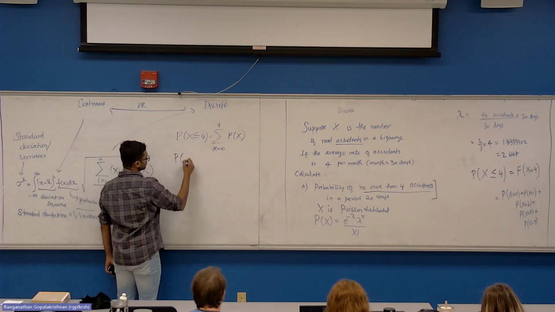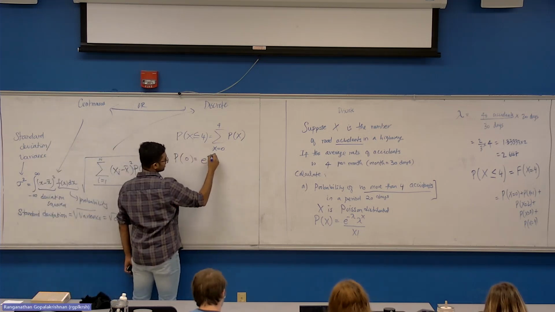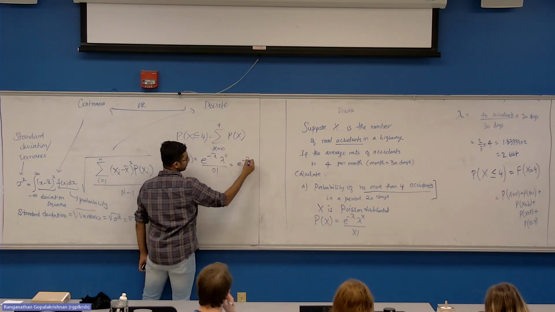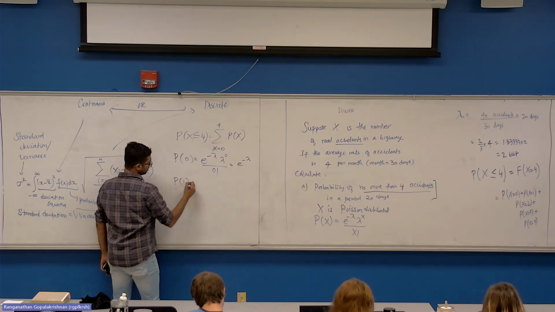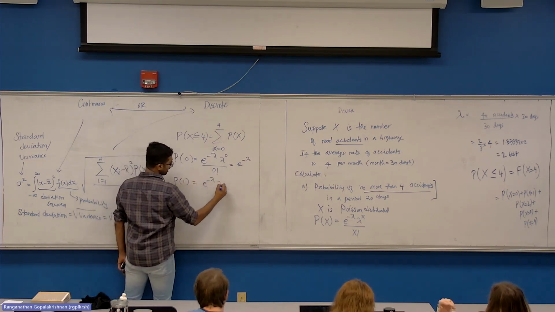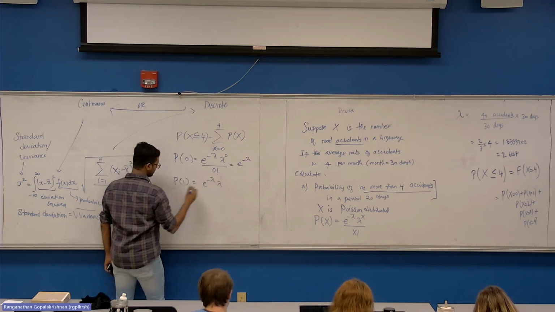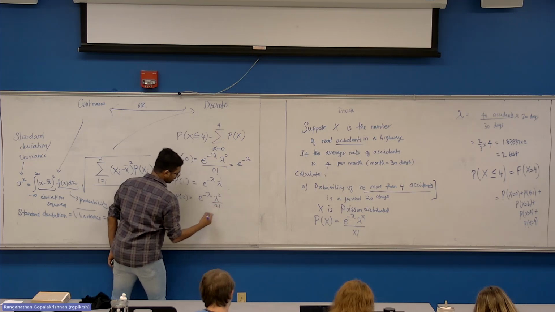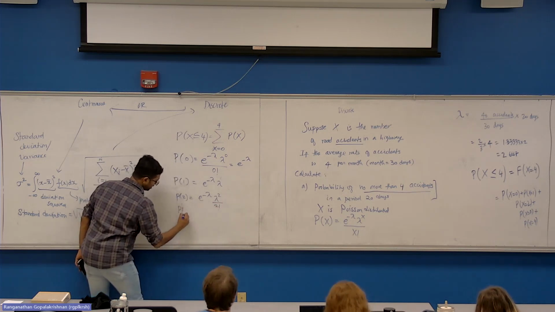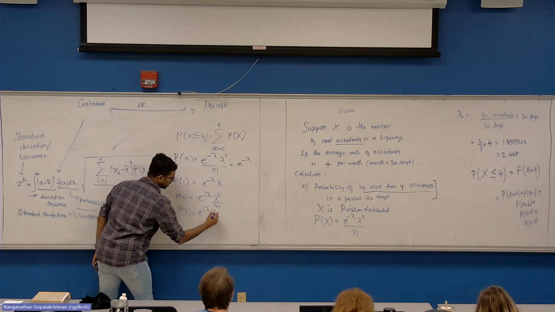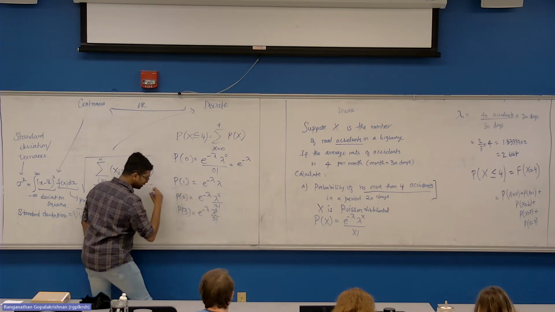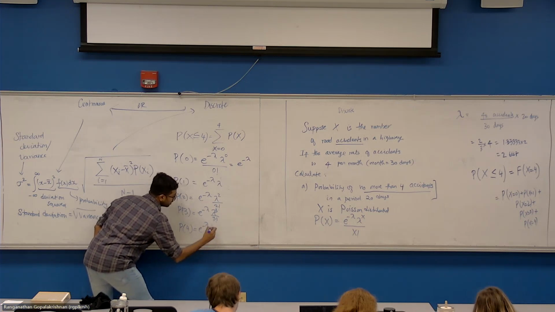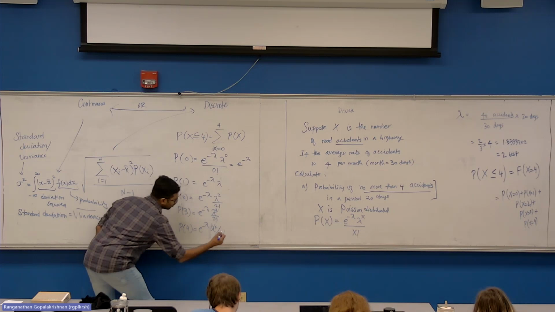What is P0? e power minus lambda, lambda power 0 divided by 0 factorial, or this is just e power minus lambda. P1 will be e power minus lambda times lambda power 1, or just lambda. P2 will be e power minus lambda, lambda squared by 2 factorial. You can write P3 e power minus lambda, lambda cube by 3 factorial, P4 is e power minus lambda, lambda to the 4 divided by 4 factorial.